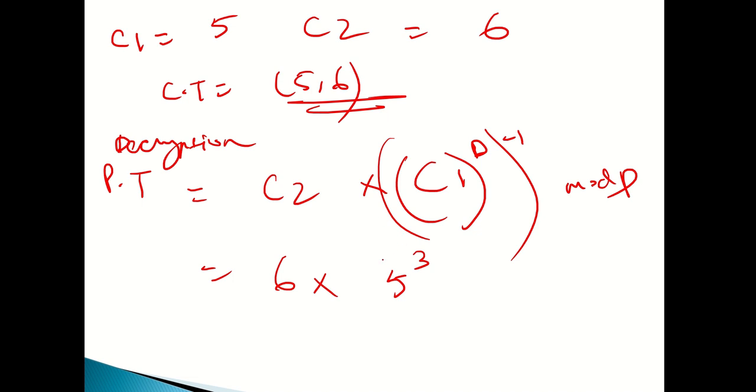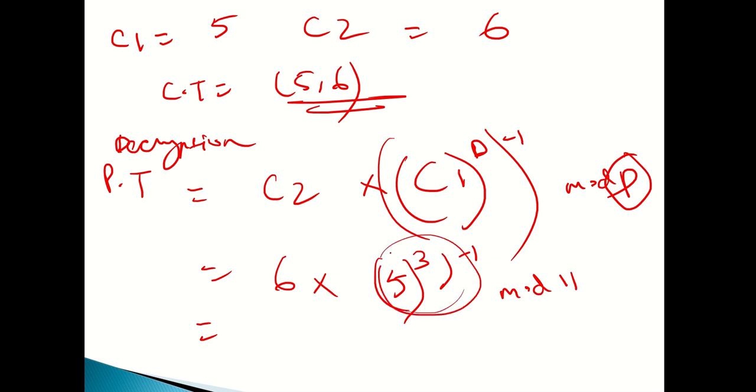So 5 to the power 3, then inverse, mod P, where P is 11. At the beginning we considered this value supposedly. So mod 11, and we get the value, but you need to find out this value first. We'll go to the next slide and find out this value first.